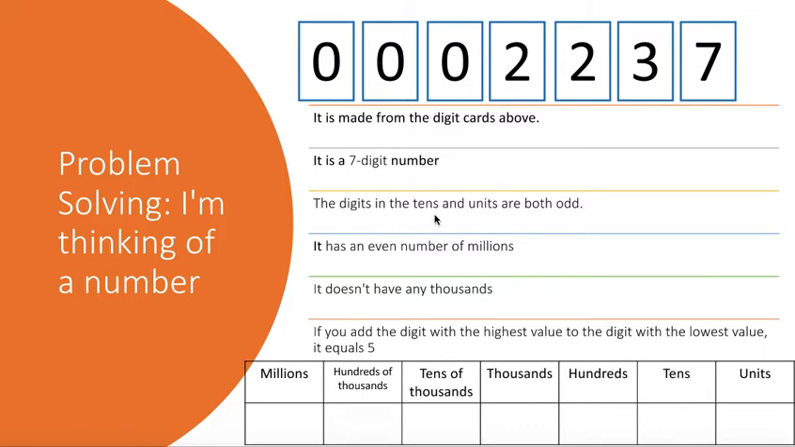The digits in the tens and units are both odd. The tens, units. I know which of these are odd. It has an even number of millions. I know which of these cards are even, and they're going to go into the millions. It doesn't have any thousands. So I can figure out what goes in the thousands. If you add the digit with the highest value, that will be the millions, to the lowest value, that will be the units, it equals 5. Pause a moment, see if you can figure it out.